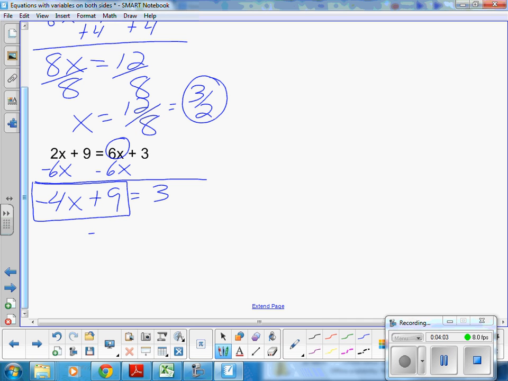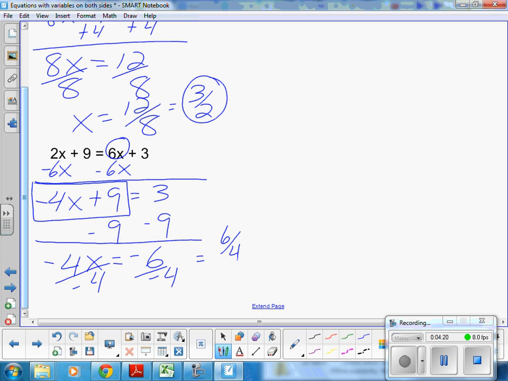I start by subtracting 9, both sides. So that's a negative 4x equals a negative 6. Then I divide by a negative 4. And the answer, negative divided by negative, is positive. 6/4. But remember, it has to be in lowest terms. 2 goes into both. 3/2. So my answer is 3/2.